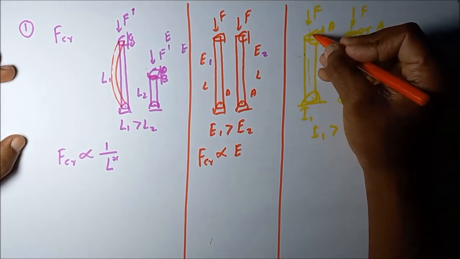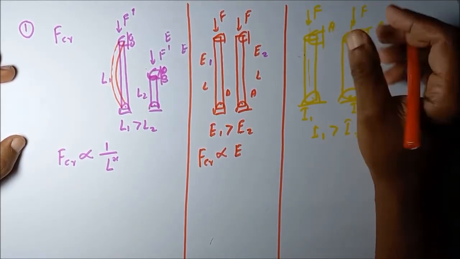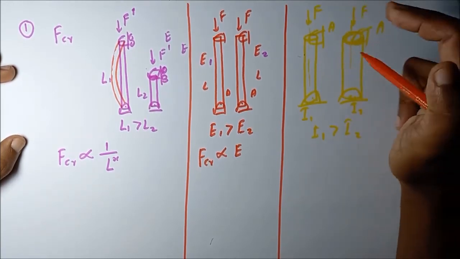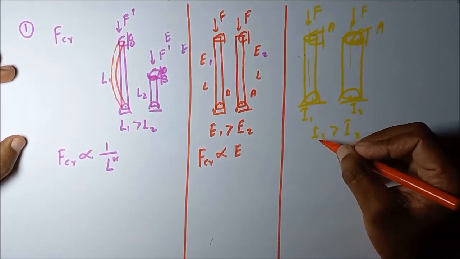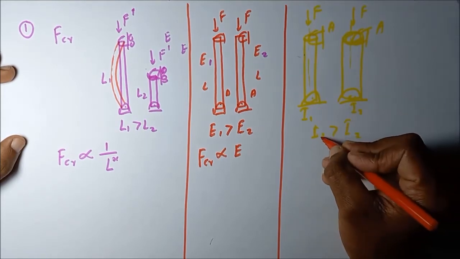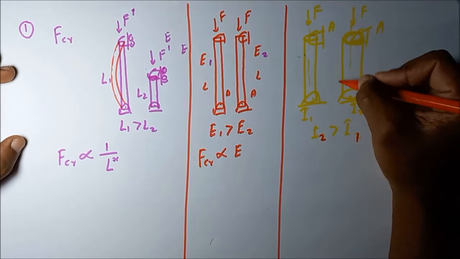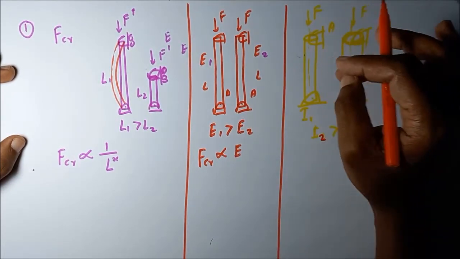Here the cross sectional area is the same, but the only difference is it is distributed away from the axis of the beam. That means I2 is here. Sorry, I2 is greater than I1. I2 is greater than I1. Then this structure has a higher buckling load than this structure.